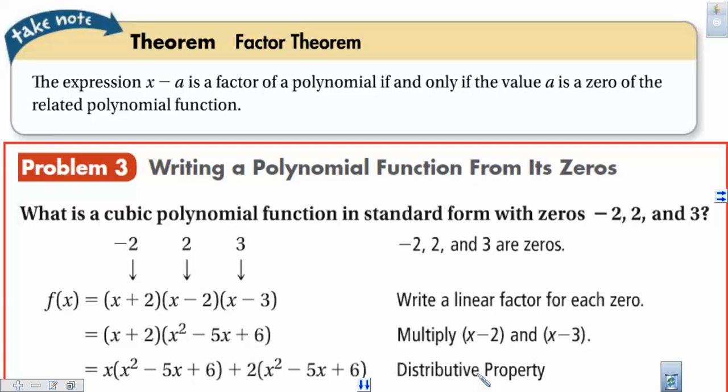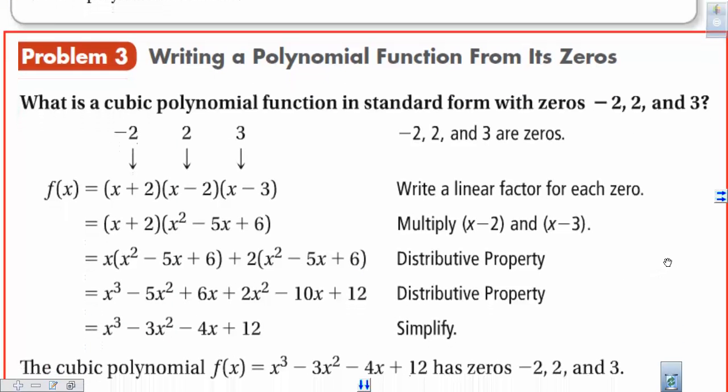So looking at this problem with that kind of a lens, it starts to make sense what they're trying to do. Let's write a cubic polynomial function in standard form with zeros of -2, 2, and 3. The part that they're not writing here is that if one zero is at -2, and x is at 2, and x is at 3, then each one of those would have factors that go with it. Look at those linear factors.